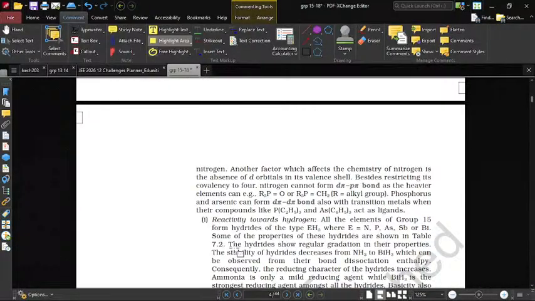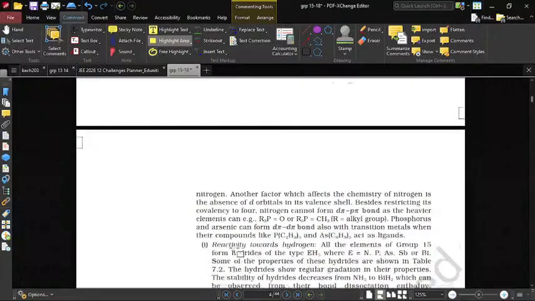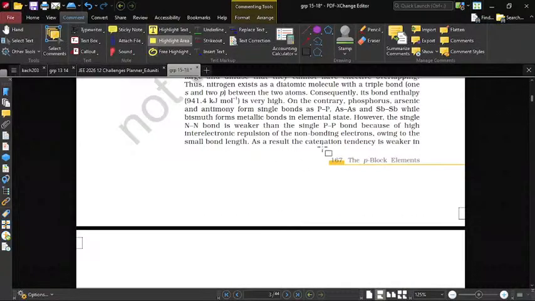Another factor which ... every single N-N bond is weaker than the P-P bond because of high inter-electronic repulsion of non-bonding electrons. इसमें पूरा का पूरा पेयर हो गया, इस वजह से सिंगल बॉन्ड वीक हो जाएगा, as a result of small bond length.